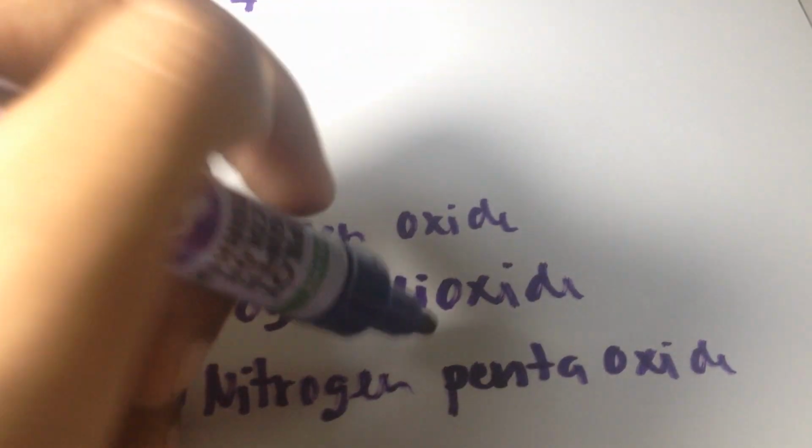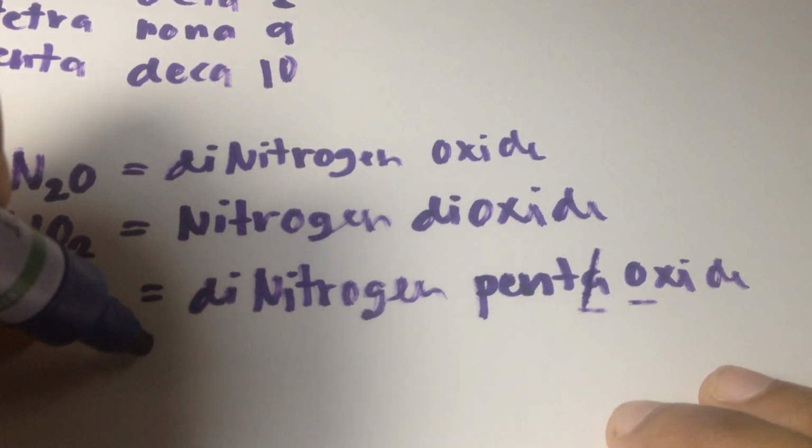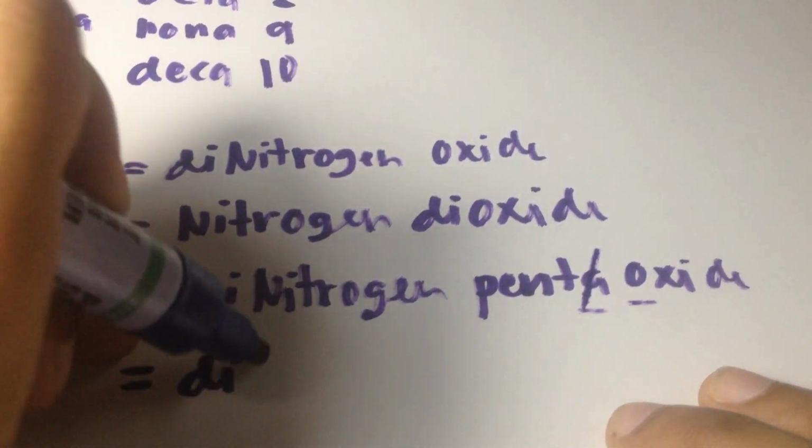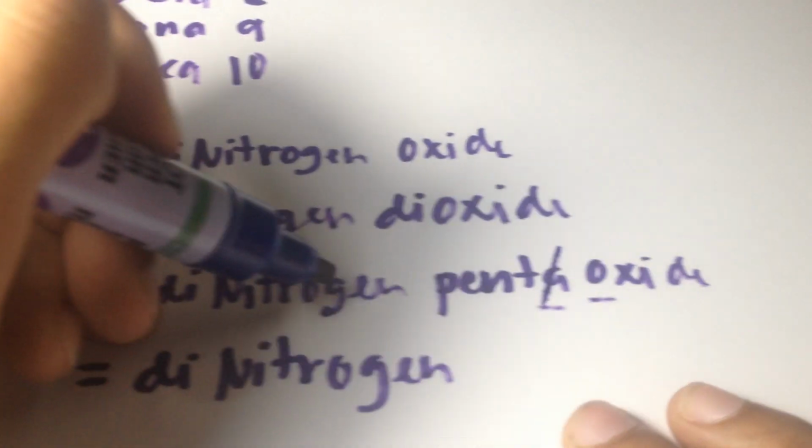Okay. Take note, they have 2 vowel letters, A and O. So we need to cancel out A. So equals, we write again, di, nitrogen, pentoxide.